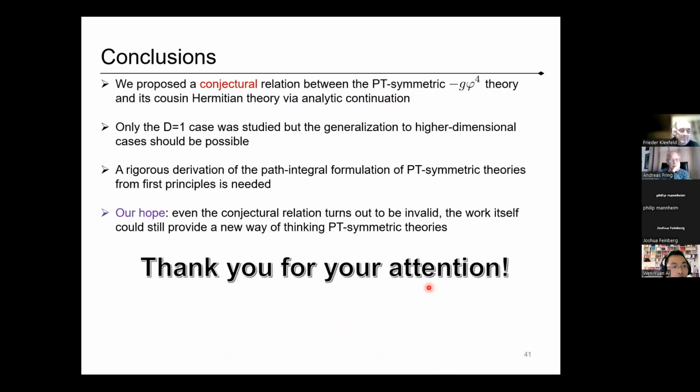Finally, we give our conclusions. So in this work, we proposed a conjectural relation between the PT-symmetric -φ⁴ theory and its corresponding Hermitian theory via analytic continuation. In our work, only the quantum mechanical problem was studied, but we believe that the generalization to the higher dimensional case should be possible because the path integral formulation is very general for quantum theories. And we emphasize that a rigorous derivation of the path integral formulation of PT-symmetric theories from first principles is still needed.